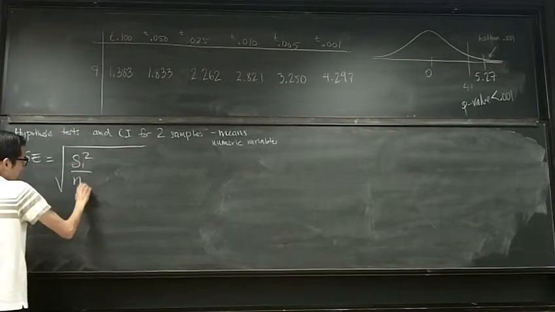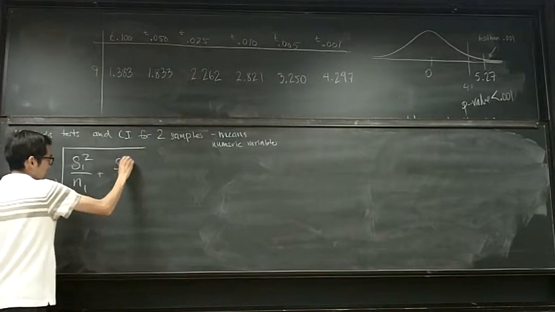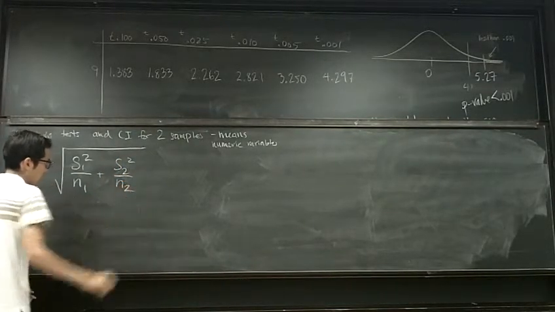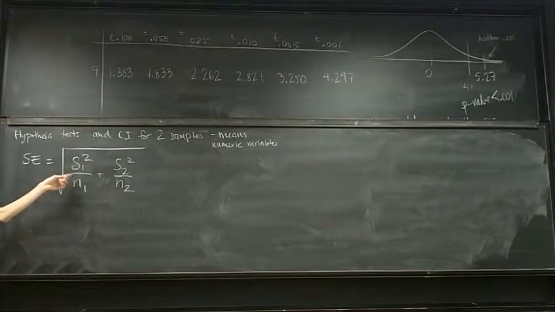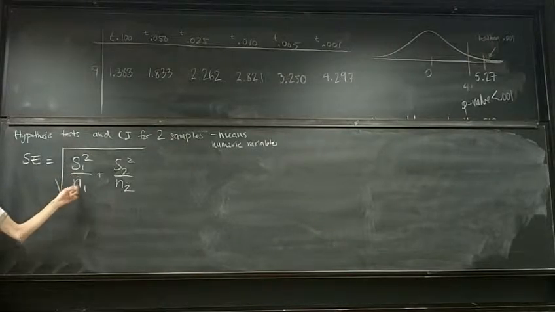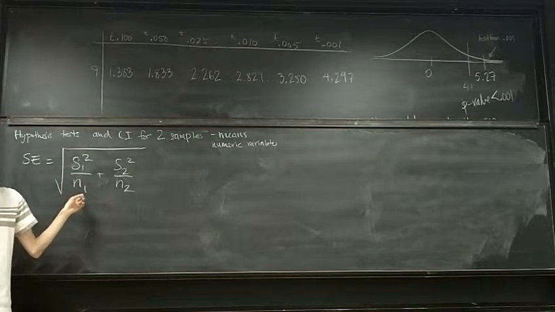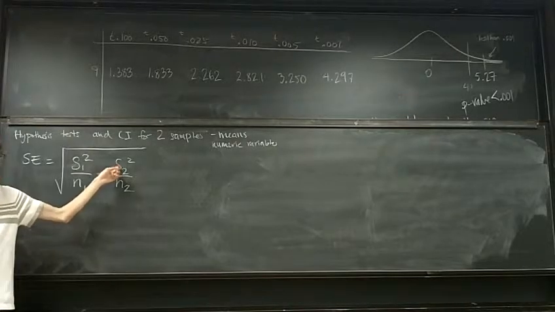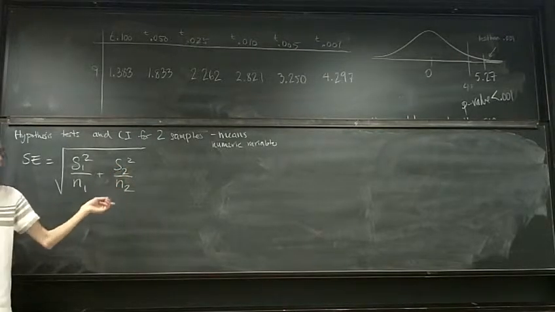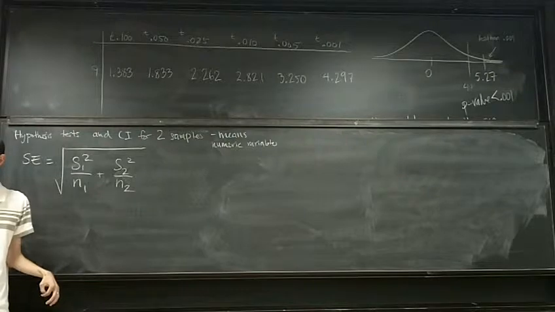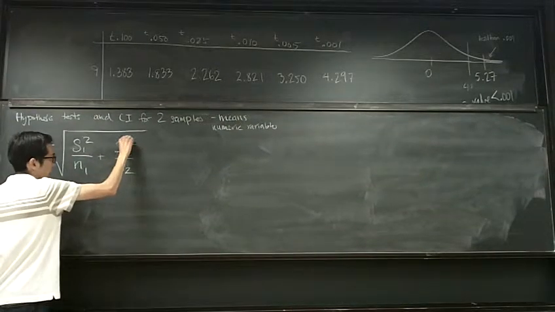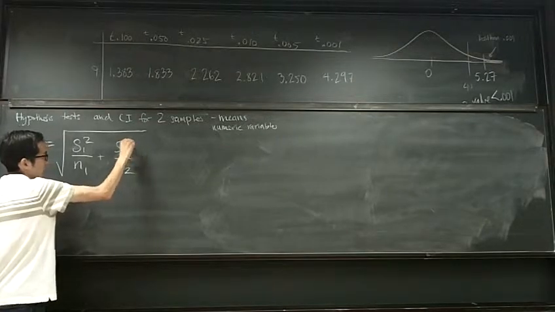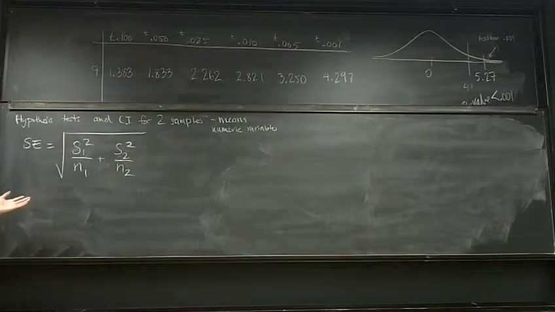S1 squared over N1 plus S2 squared over N2. What is S1 going to be? Standard deviation of the first sample. N1 is the sample size of the first sample. S2, standard deviation of the second sample. N2, size of the second sample, okay? The other two, up top, are squared. So you square this, divide by N2. That's going to be the standard error.